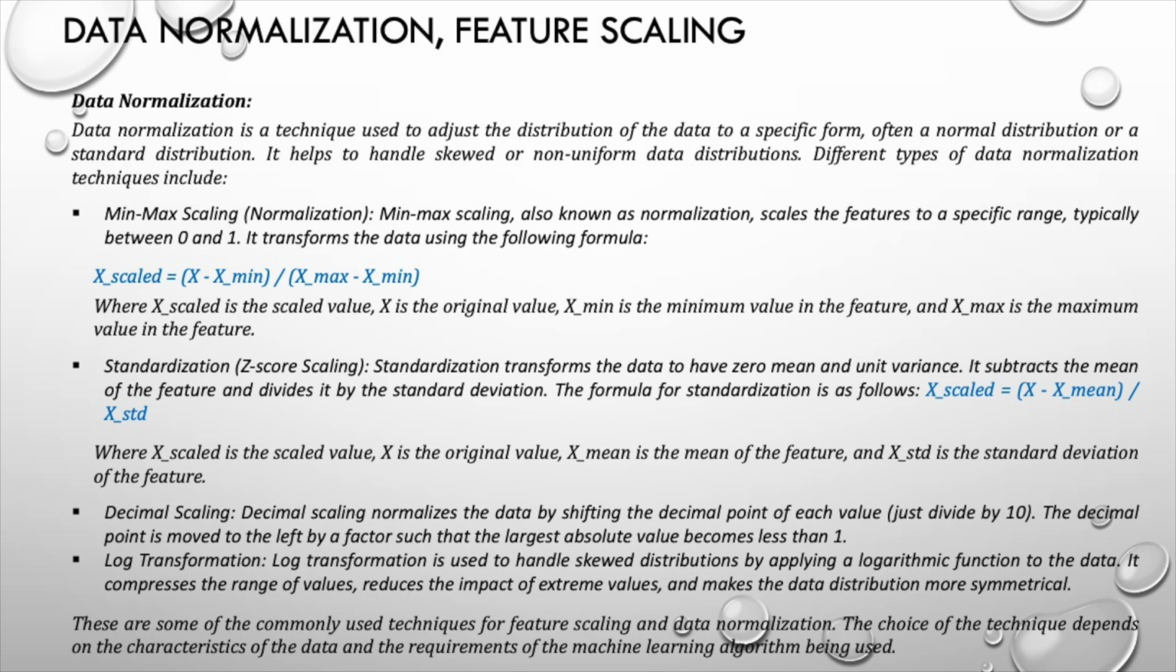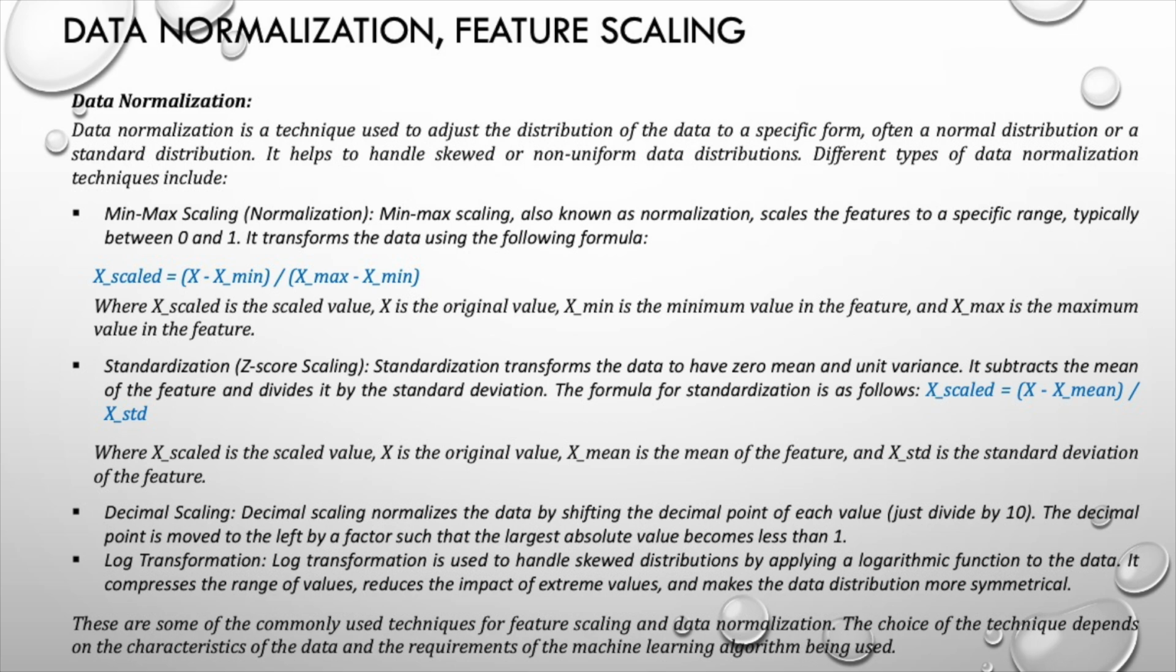Decimal scaling. Decimal scaling normalizes the data by shifting the decimal point of each value, i.e., dividing by a power of 10. The decimal point is moved to the left by a factor such that the largest absolute value becomes less than 1. Log transformation. Log transformation is used to handle skewed distributions by applying a logarithmic function to the data.